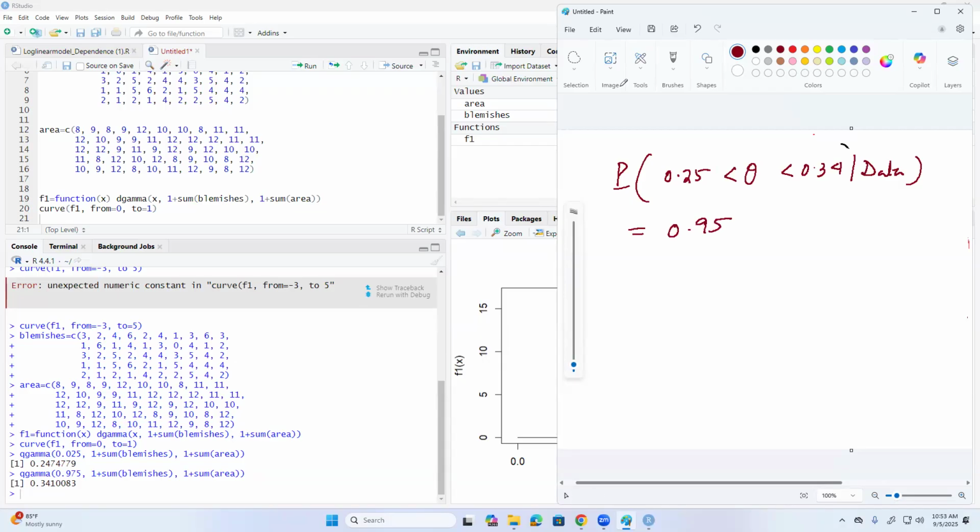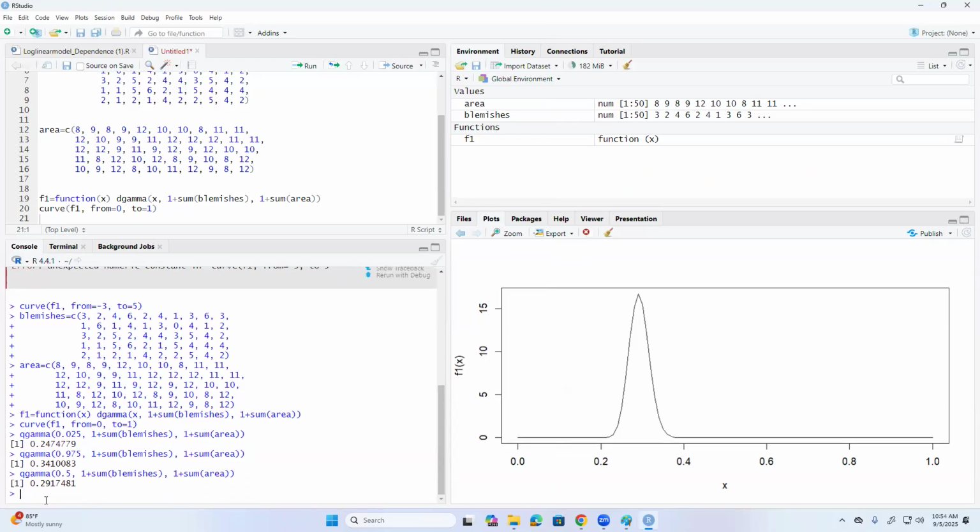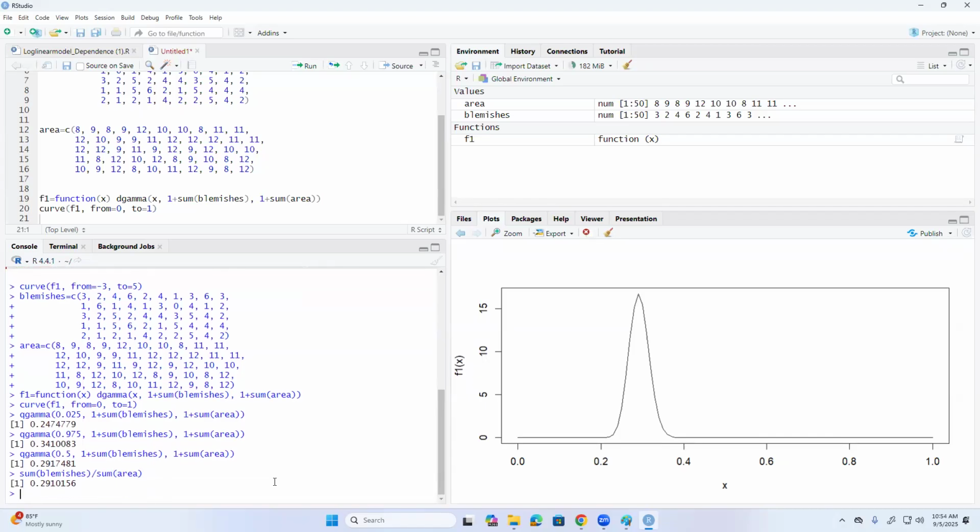This is the interpretation. You can calculate even a median. For the median calculation, we set this qgamma to be 0.5. The median value of this posterior distribution is 0.29. And what was the maximum likelihood estimator? It was 0.291, and this one is 0.2917.